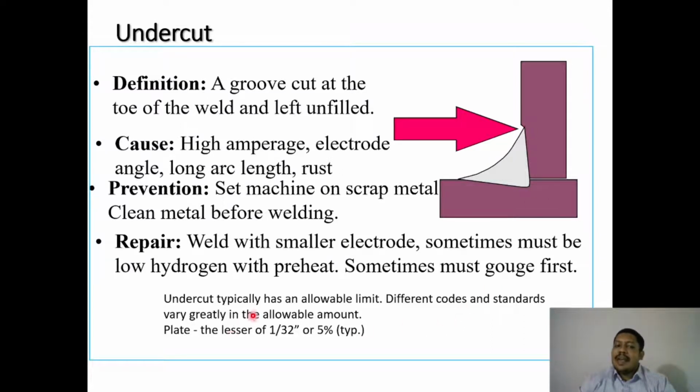Undercut has an allowable limit. Different codes and standards vary greatly in the allowable amount. Based on the IWS or the AWS, they will provide the allowable limit for a particular application. For a particular boiler application, there are ASME codes available. For particular coded applications, this is the allowable limit. So accordingly, based on whatever the industry is following, you have to limit these kinds of undercut values.